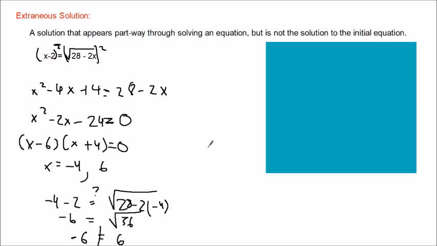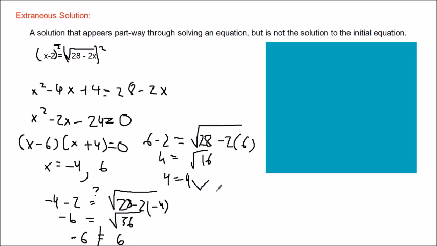Now we put 6 in. 6 minus 2, is that equal to the square root of 28 minus 2 times 6? Now 6 minus 2 is 4, and 28 minus 2 times 6 is 28 minus 12, so that's 16. And then 4 is definitely equal to 4, that is the correct answer. So -6 is not equal to 6, but 4 is equal to 4, and 6 is the only solution.